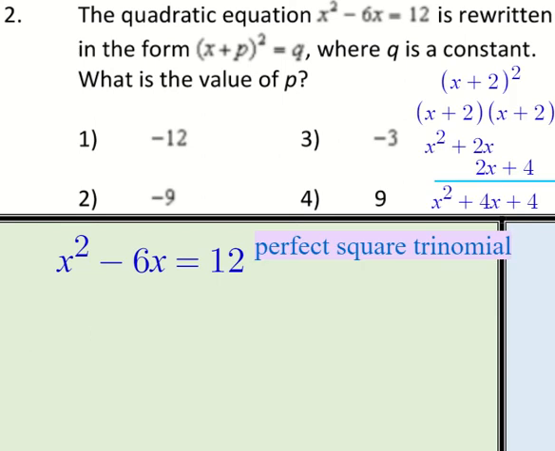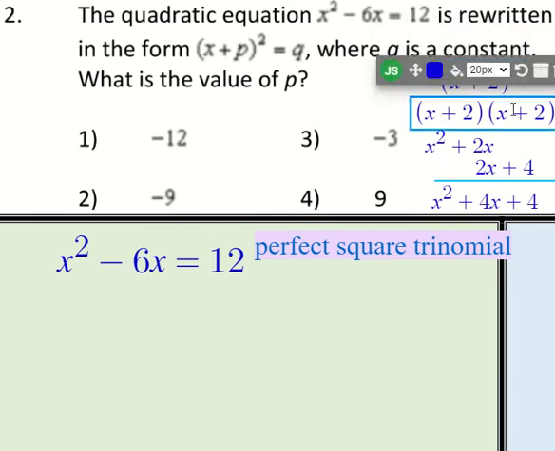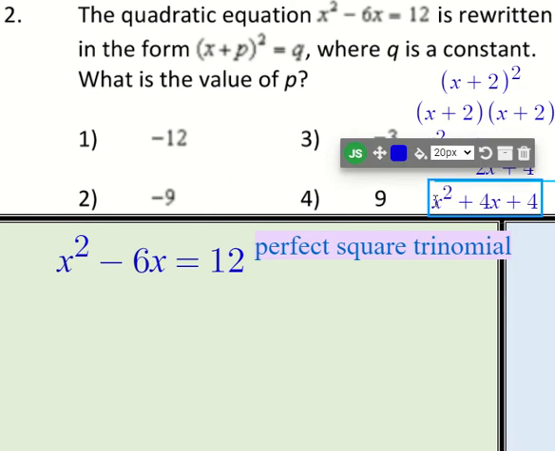So when we talk about a perfect square trinomial, what we're really suggesting is that what we have inside parentheses is the same. So (x plus 2) squared is x plus 2 times x plus 2. When I distribute this, I get x squared plus 4x plus 4. So that is a perfect square trinomial. So how do we build what goes in parentheses for a perfect square trinomial? That's what you're trying to do.